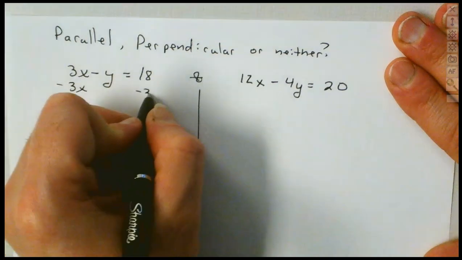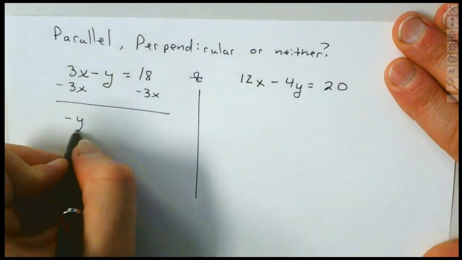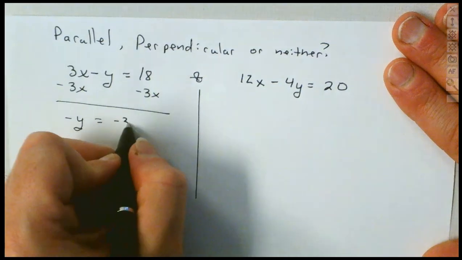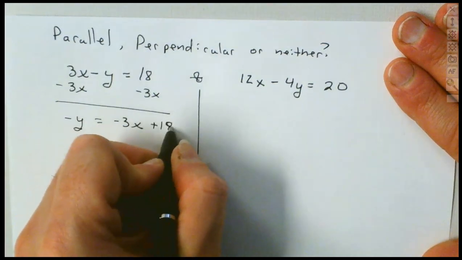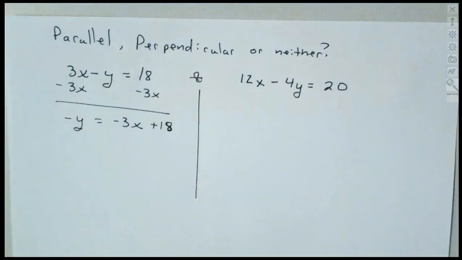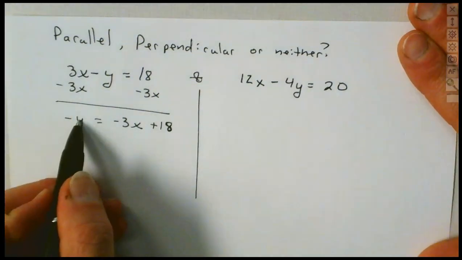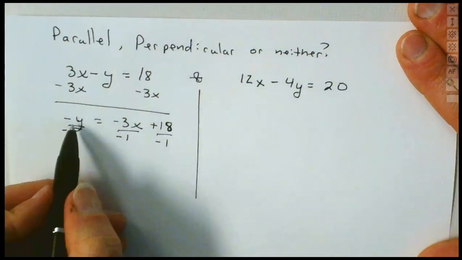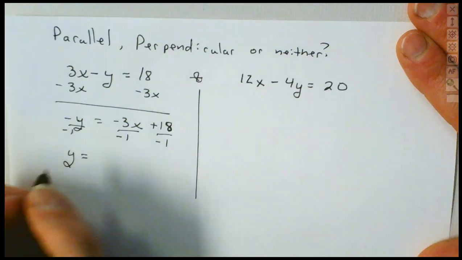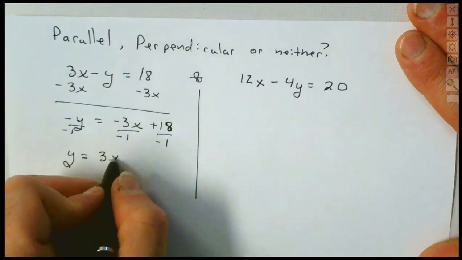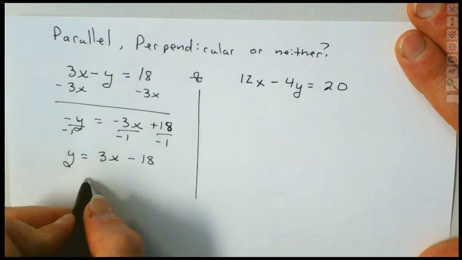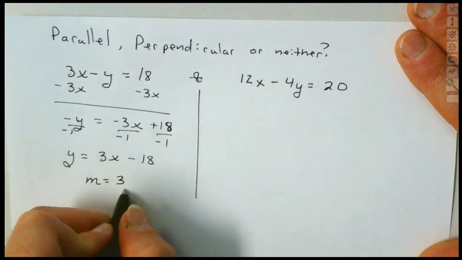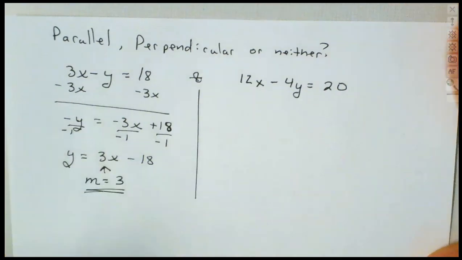So let's move that 3x over. And I get minus y equals minus 3x plus 18. Now, a commonly made mistake is someone's going to say my slope is a negative 3. That's not correct because I want positive y, not negative y. So divide everything by a negative 1 because that's negative in front. And that leaves you with y equaling 3x minus 18. And so my slope would be 3. The number in front of the x is the slope.